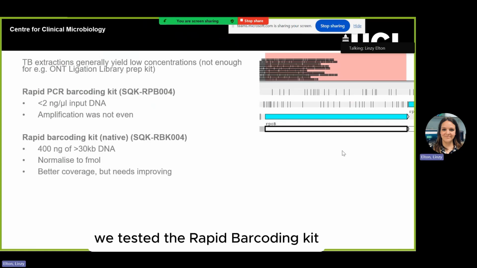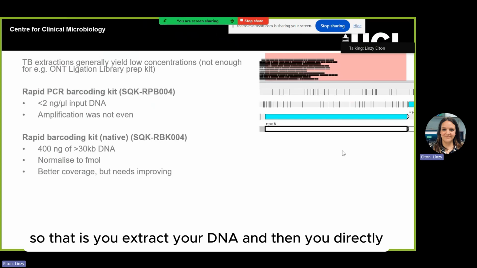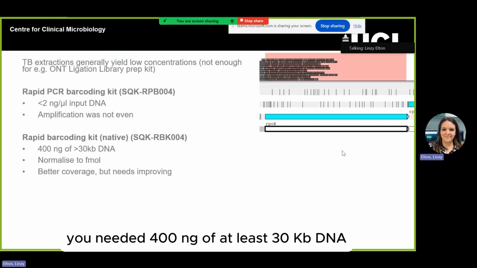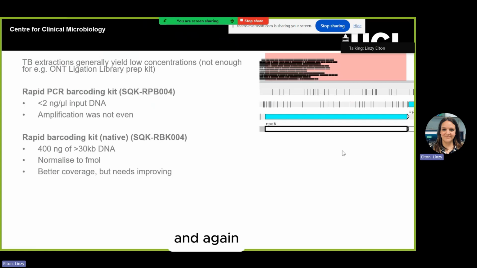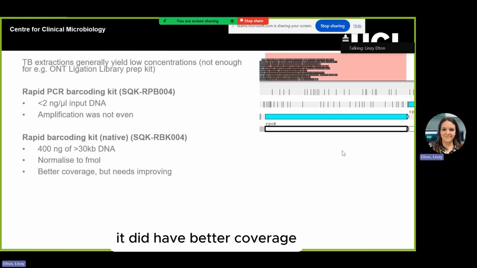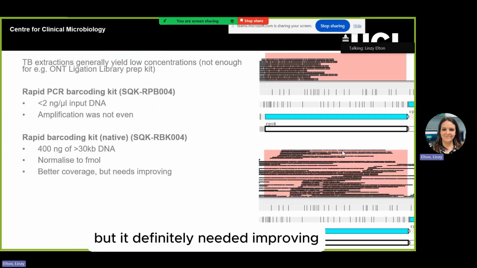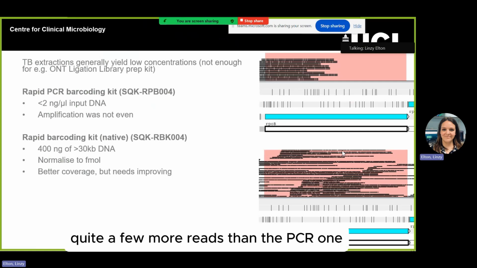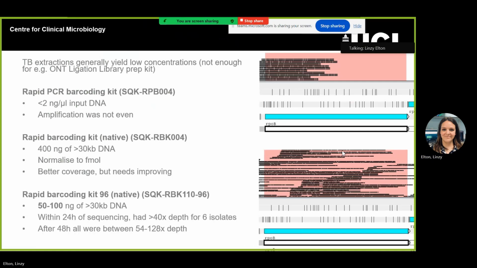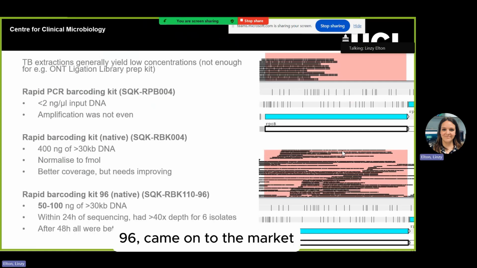We tested the rapid barcoding kit, and this is from native DNA. So that is, you extract your DNA and then you directly prepare it for sequencing. There's no amplification involved. So this was the original version of this kit. You needed 400 nanograms of at least 30 kb DNA. And again, we tried to normalize it to femtomoles to try and make the barcode reading more even. It did have better coverage, but it definitely needed improving. You can see that we've got quite a few more reads than the PCR one, but it still wasn't really good enough. Then this rapid barcoding kit 96 came onto the market.